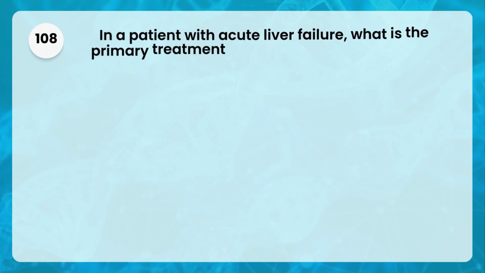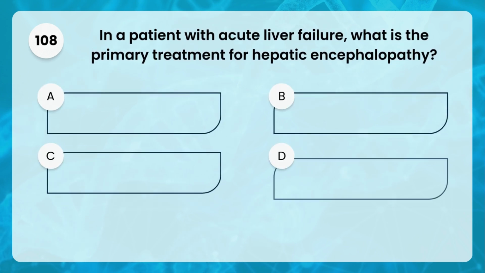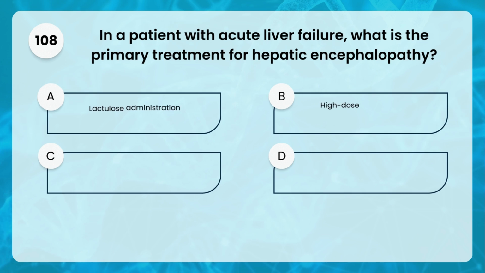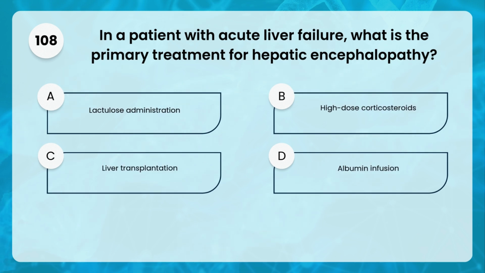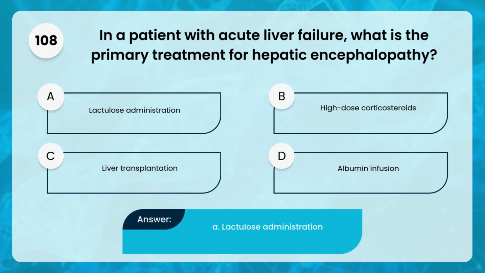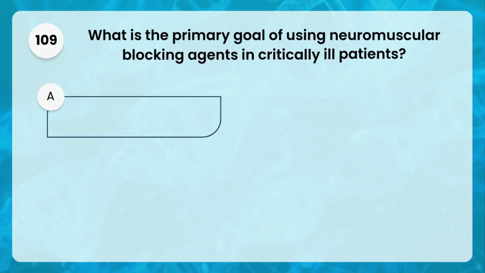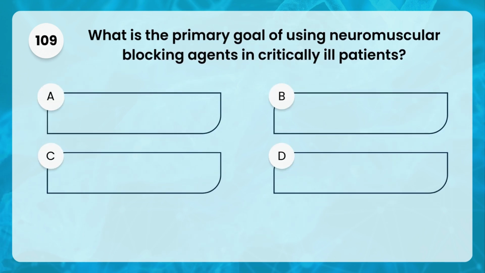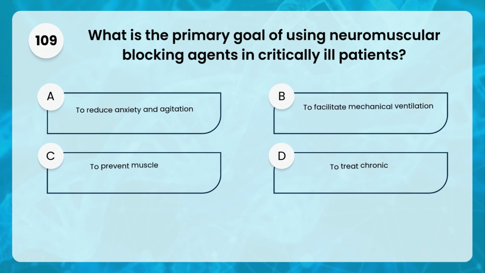108. In a patient with acute liver failure, what is the primary treatment for hepatic encephalopathy? A. Lactulose administration. B. High-dose corticosteroids. C. Liver transplantation. D. Albumin infusion. The answer is A. Lactulose administration.